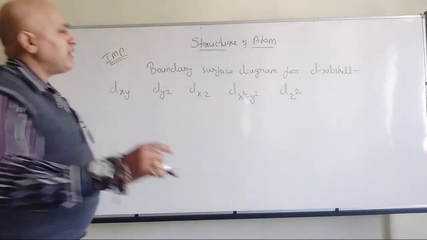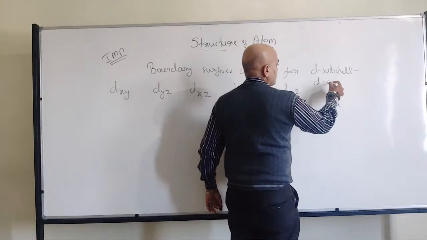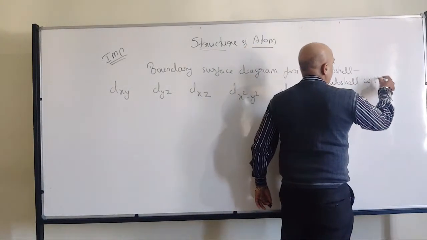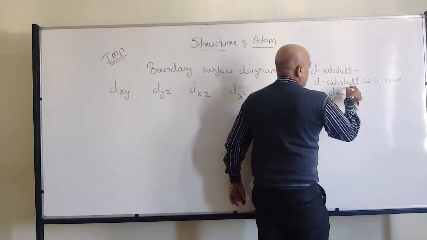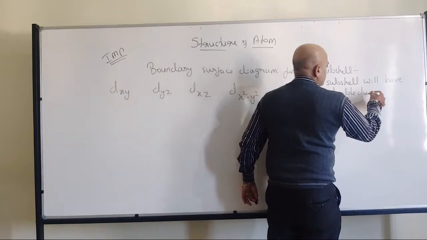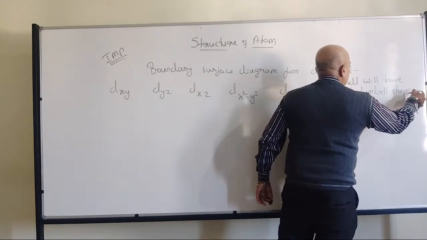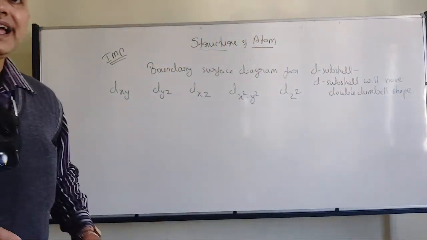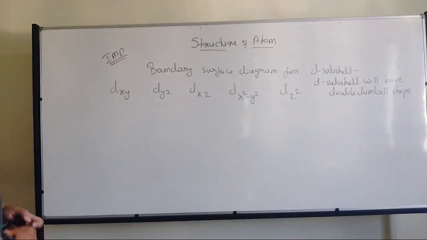But before that, one sentence. So d subshell will have double dumbbell shape. That is important. It will have double dumbbell shape. Okay. So then you can talk about the orbitals. It will be having double dumbbell shaped structure.